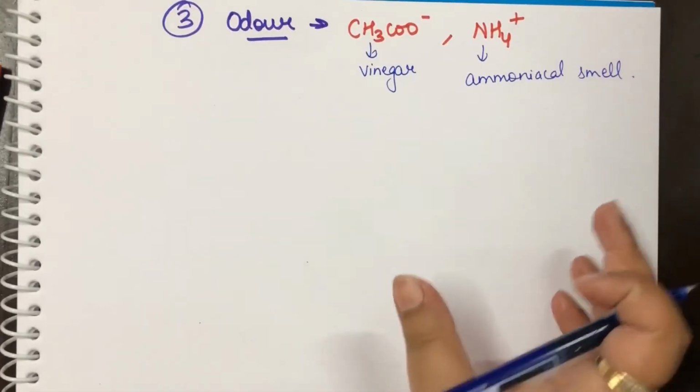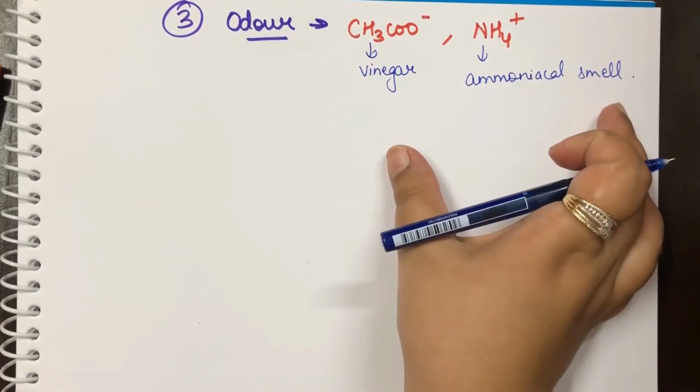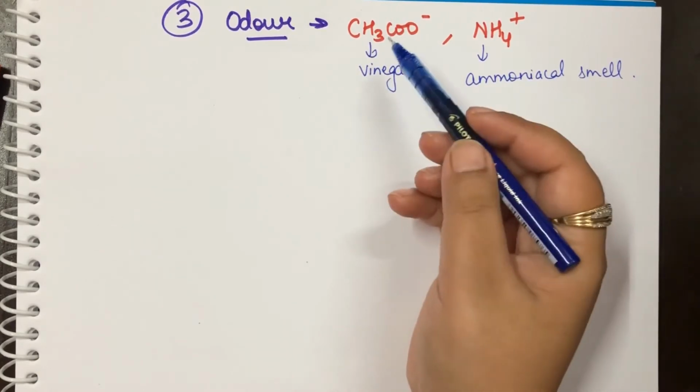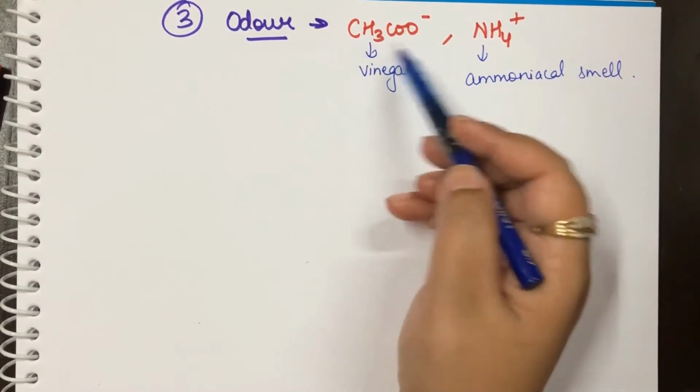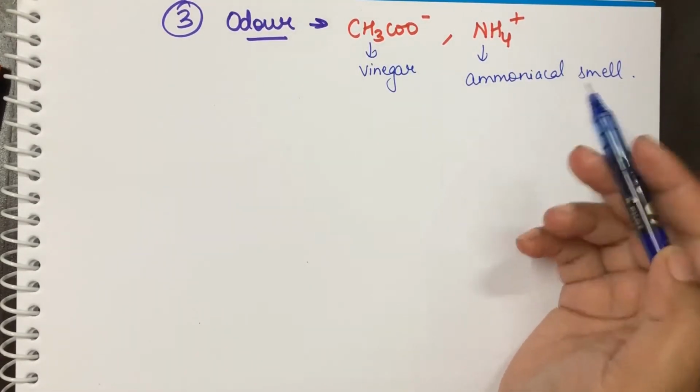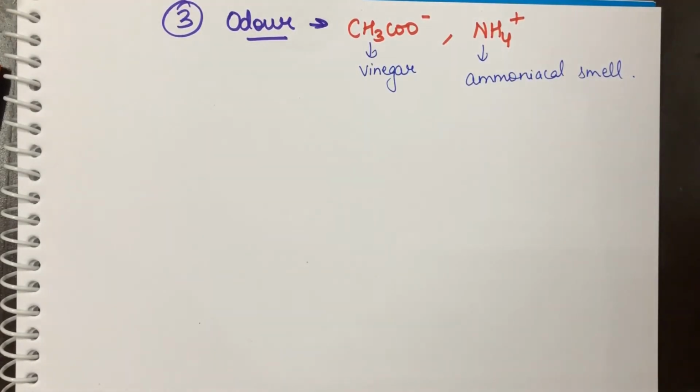So when you are doing the preliminary examination and you smell the salt and you feel it is like a vinegar like smell, then you can have a little surety that it might be the acetate ion. If you feel it is like ammoniacal smell, or the ammonia smell is coming from the salt, you can be sure that ammonium ion can be present. I'm again repeating, these are only the preliminary examination which will indicate towards the ion or the cation. These are not to be used as a confirmatory test.